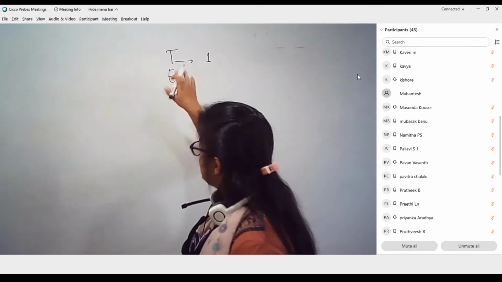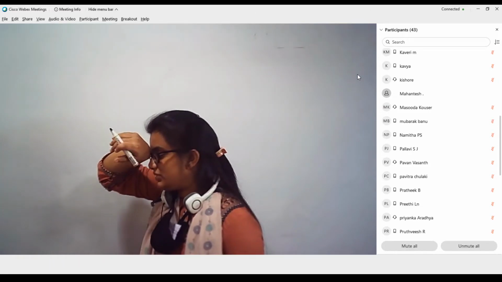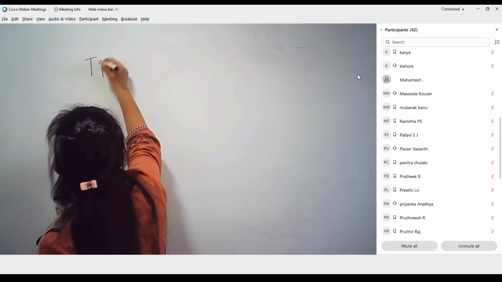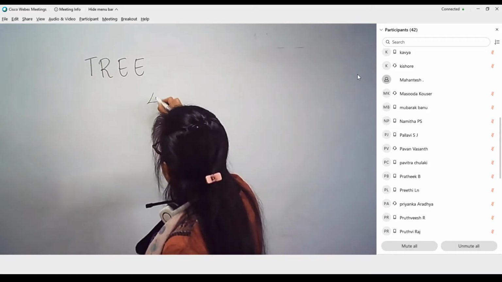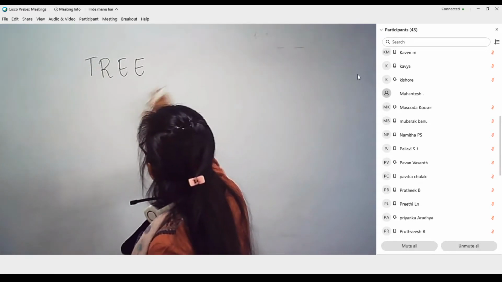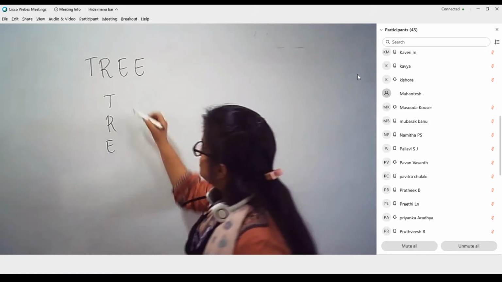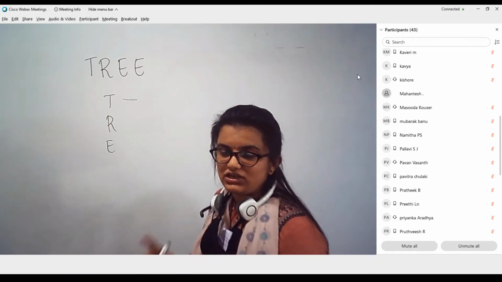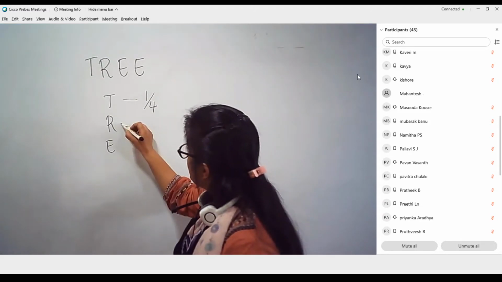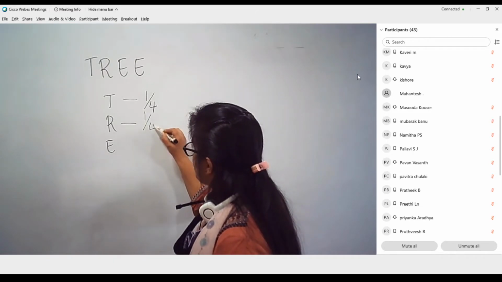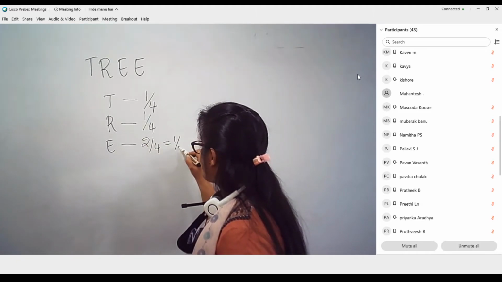I'm actually talking about something like this. You see here, I will take one simple example, something like this. How many alphabets are there? There are 4 alphabets, right? I'm going to calculate the probability of occurrence of each one of these alphabets. So T appears with what probability? 1 in 4. And what is the probability of R? 1 in 4. What is the probability of letter E? It is 2 in 4, which is equal to half.